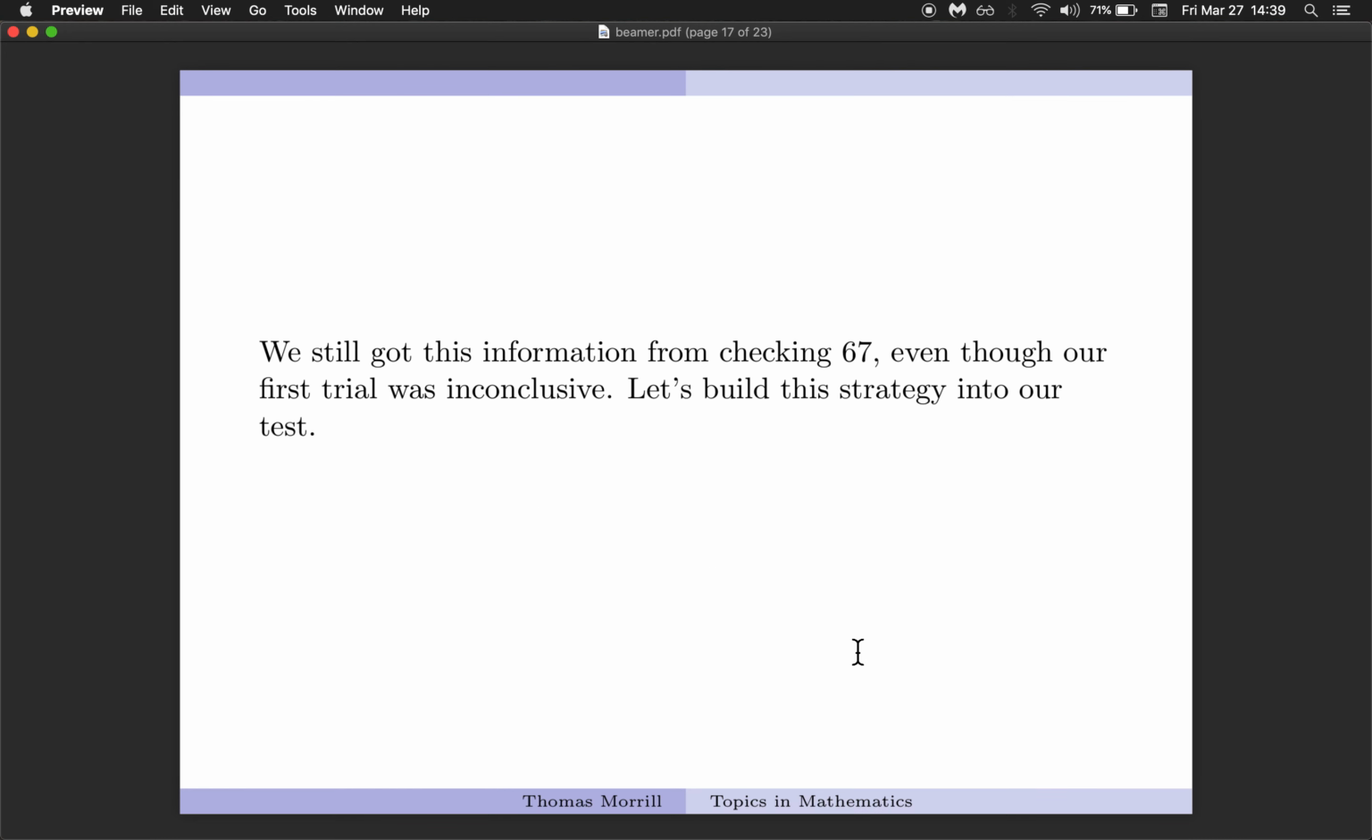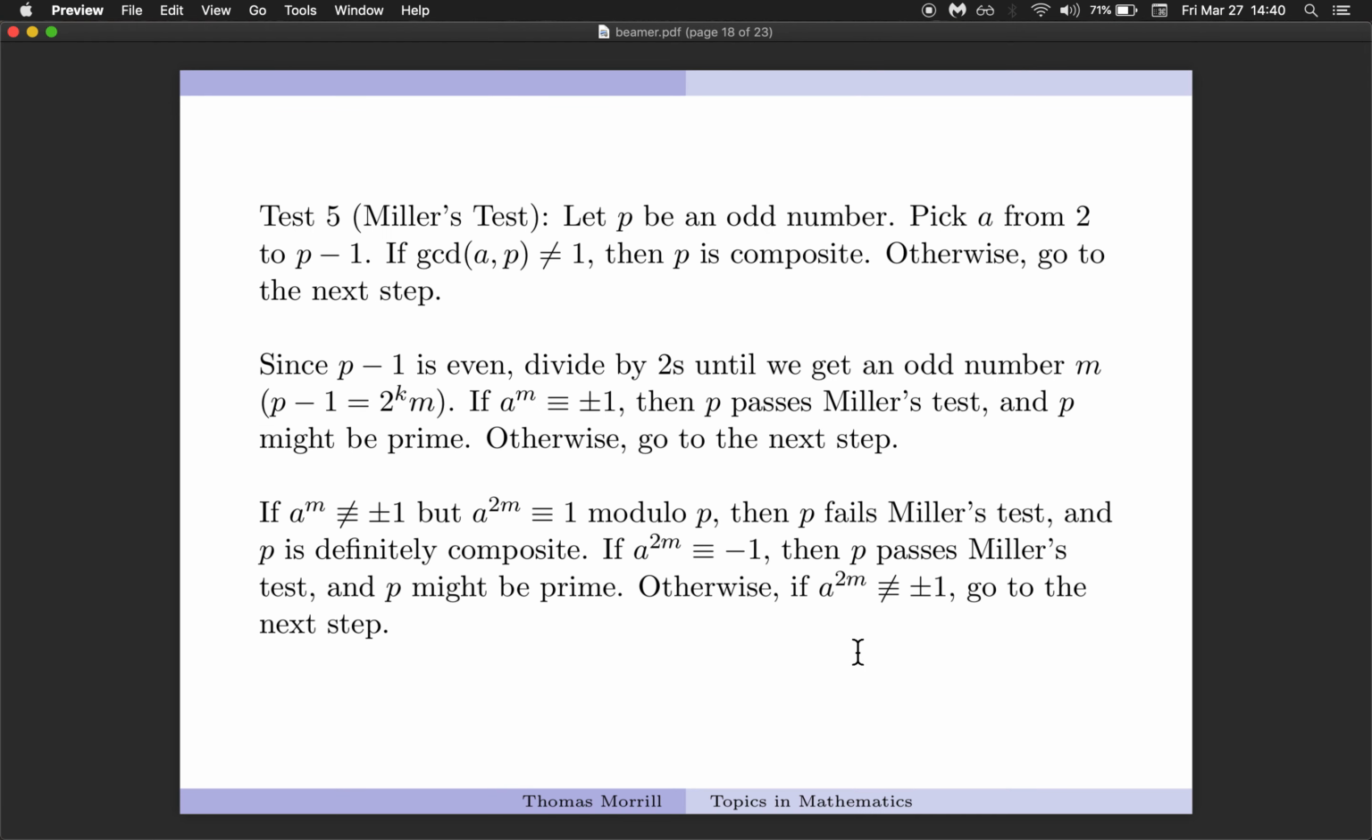So here is the actual 5th primality test that we're going to talk about. This one has a name. This is Miller's test. The steps should be pretty familiar at this point. We're going to let p be some odd number, pick some residue a between 2 and p minus 1, check the GCD just because we can, and that's cheap to do.